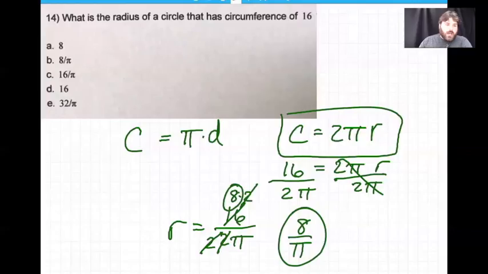You could use guess and check. This would be an all right time to use guess and check. Again, remember, start with B. If it's too small or too big, you can kind of adjust from there.